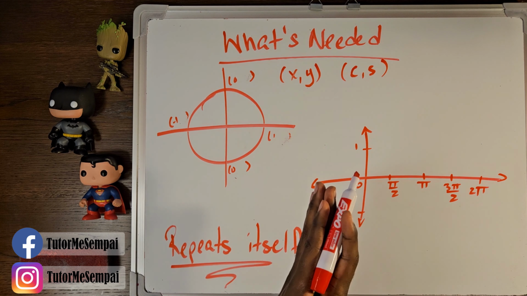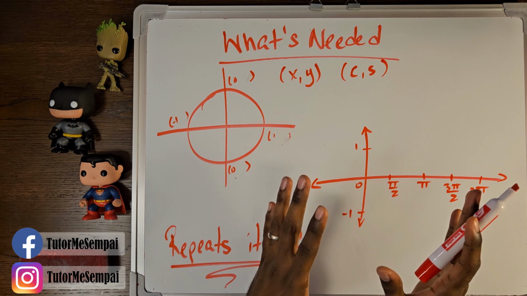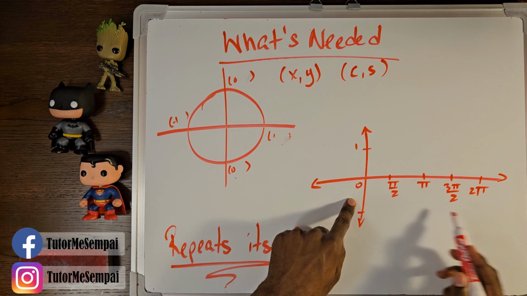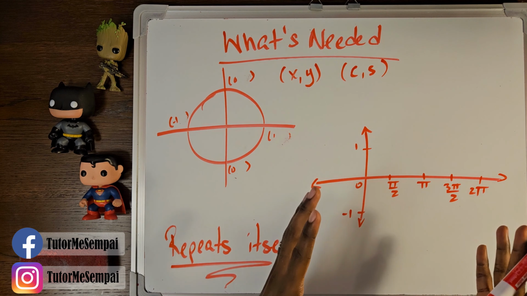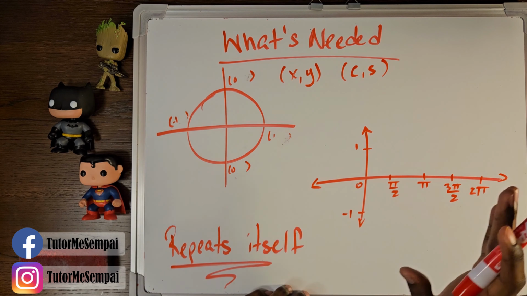Now, tangent, once again, is going to look a little bit different here, but you'll see what I'm talking about. It does repeat, but it doesn't necessarily repeat on this 0 to 2 pi scale that you see for cosine and sine. But like I said, we'll see that at a later part of this video.